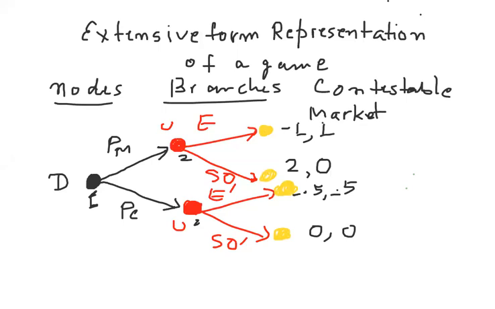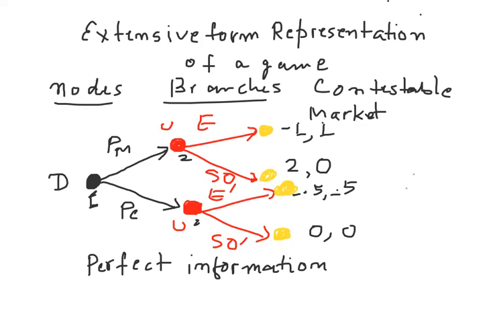Here we are assuming that we have perfect information, meaning both players are aware of each other's strategies, and they're also well aware of the payoffs associated with each strategy here.